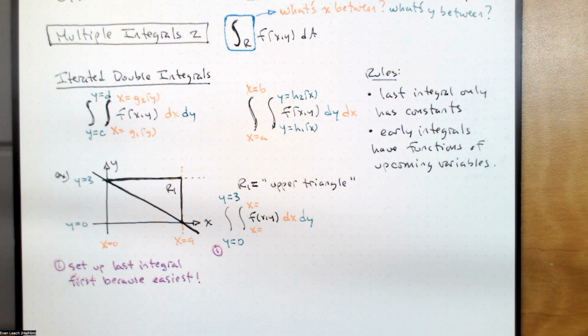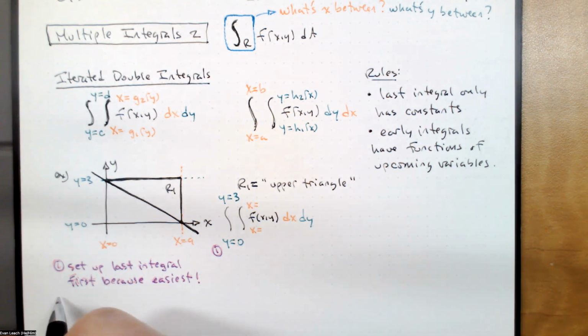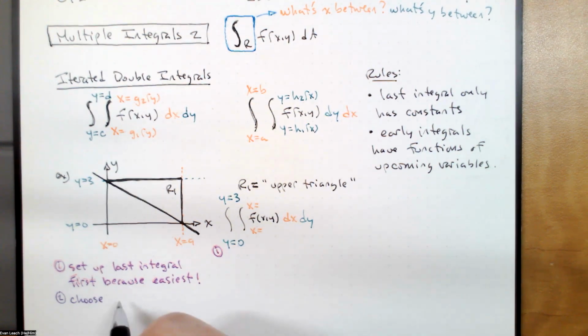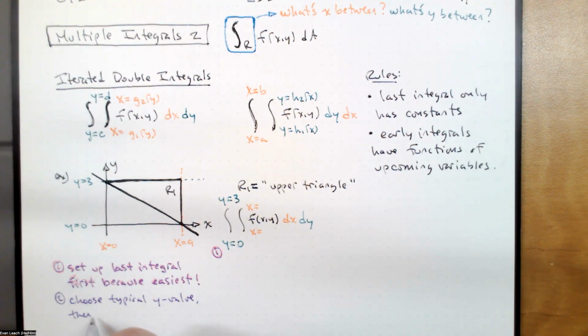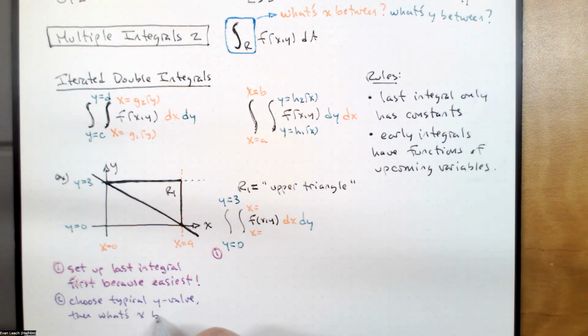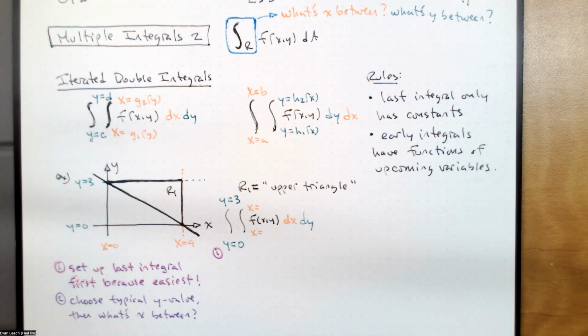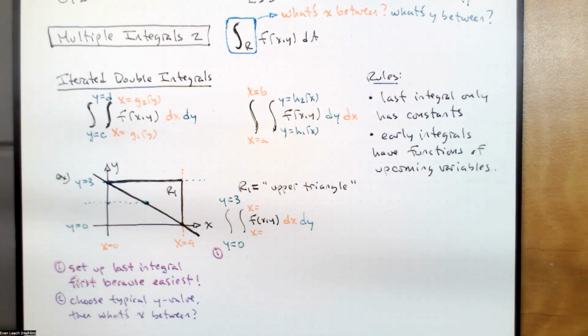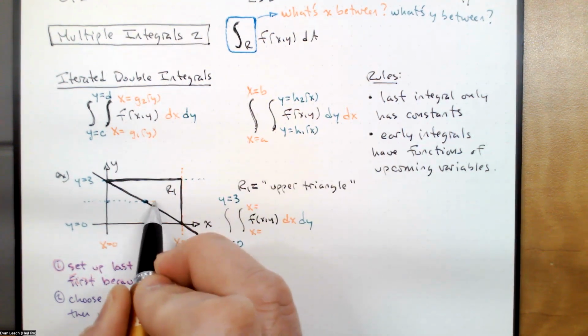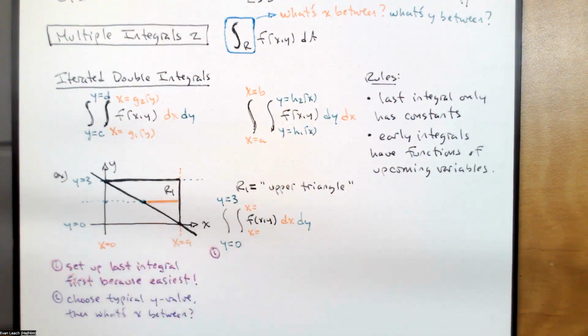Now what we're going to do is, since we did y first, we're going to choose a typical y value and say, what's x between? Here's a typical y value. x starts off at the line and ends at 9. Those are, for that y value, the x's that we want.